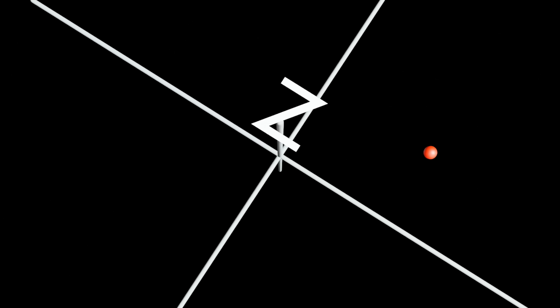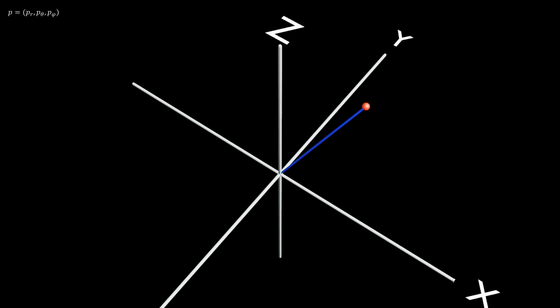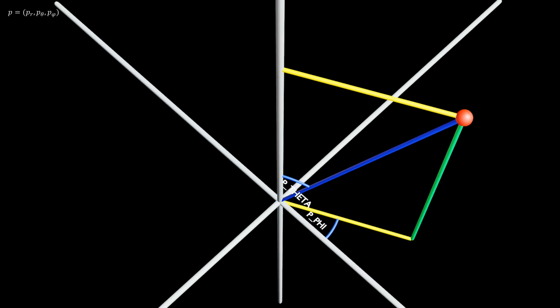Vector transformation from spherical to Cartesian coordinate. First, let's start with a point in spherical coordinate. A point P has three components, r, theta, and phi.